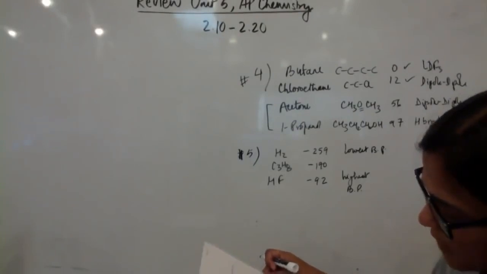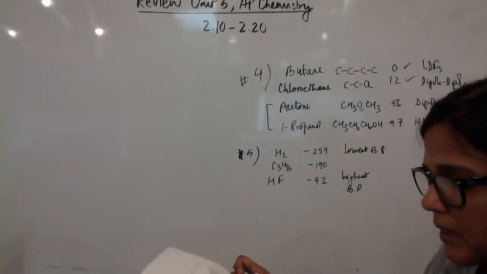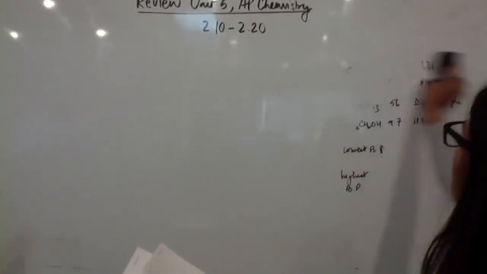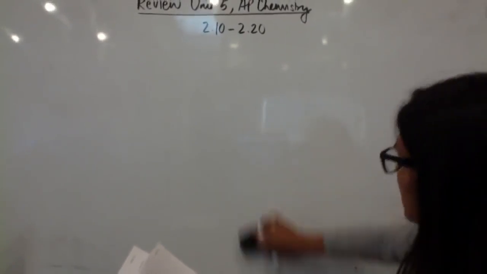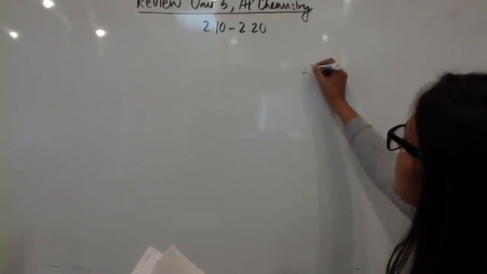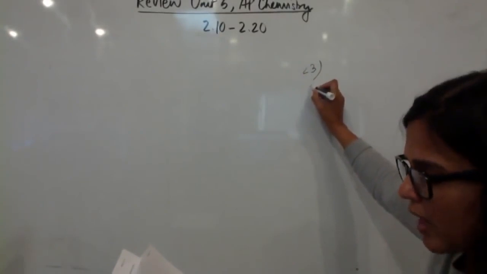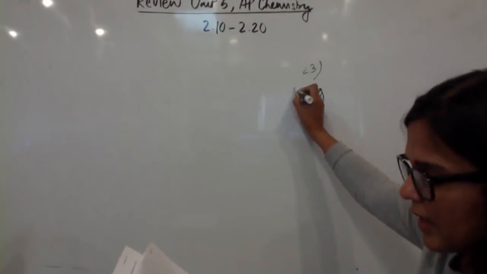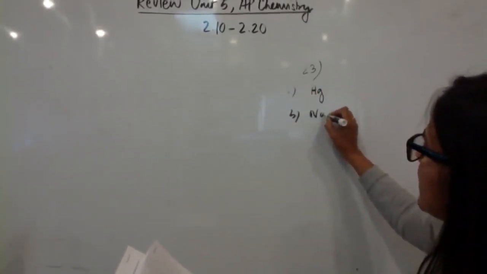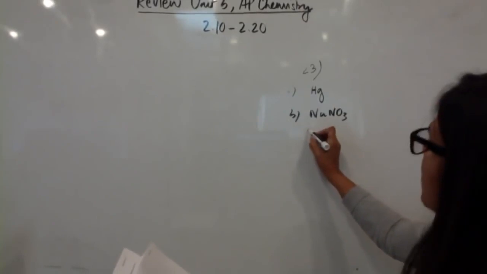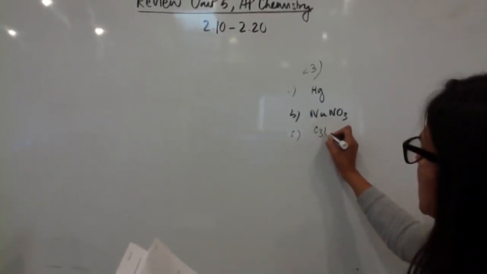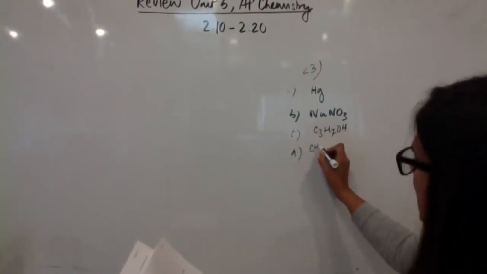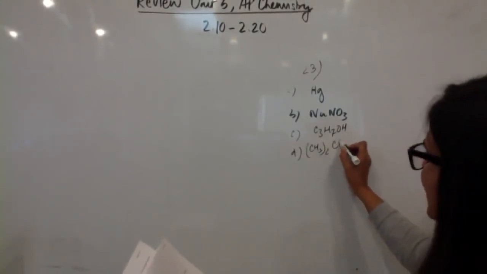Indicate the strongest attractive force that must be overcome in all of these, Sunny. So for number 23, you have Hg, vaporize Hg, and melt NaNO3, or boil C3H7OH, or dissolve CH3 twice CO.